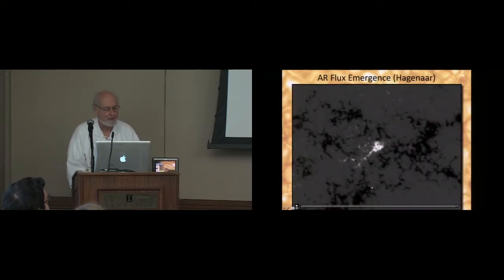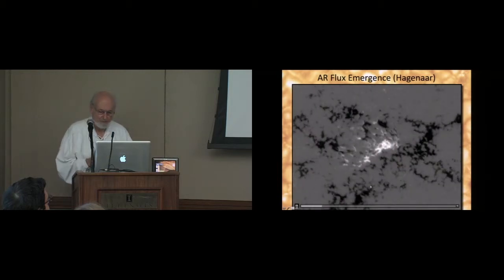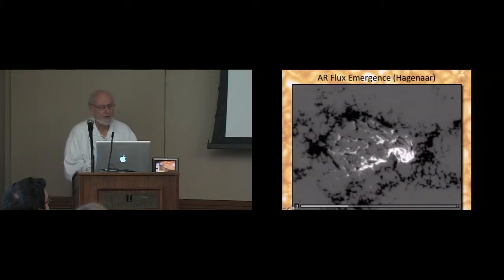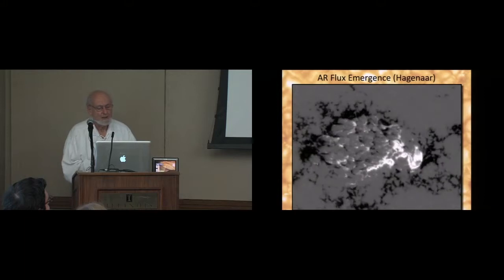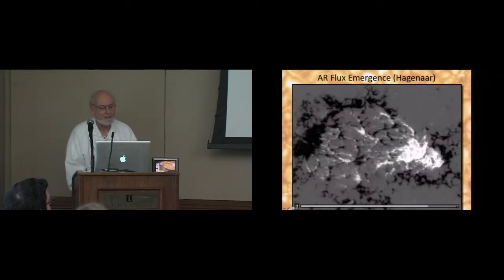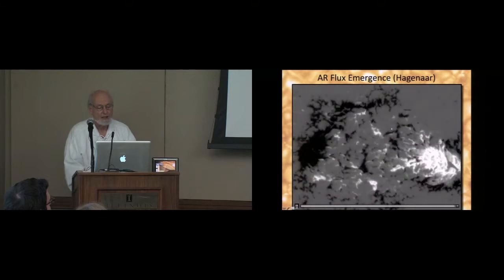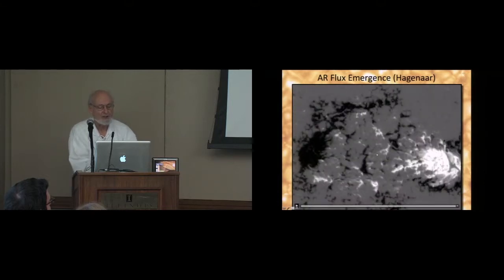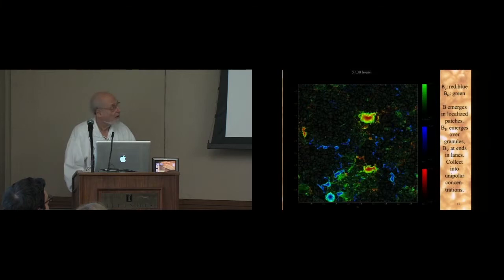This is a movie of the actual observations of the sun, where the black and white are the opposite polarities of the magnetic field, and it comes up with a mixed polarity here in the middle, and then they separate into the more coherent flux tubes at the end. And that's very similar to what we see.